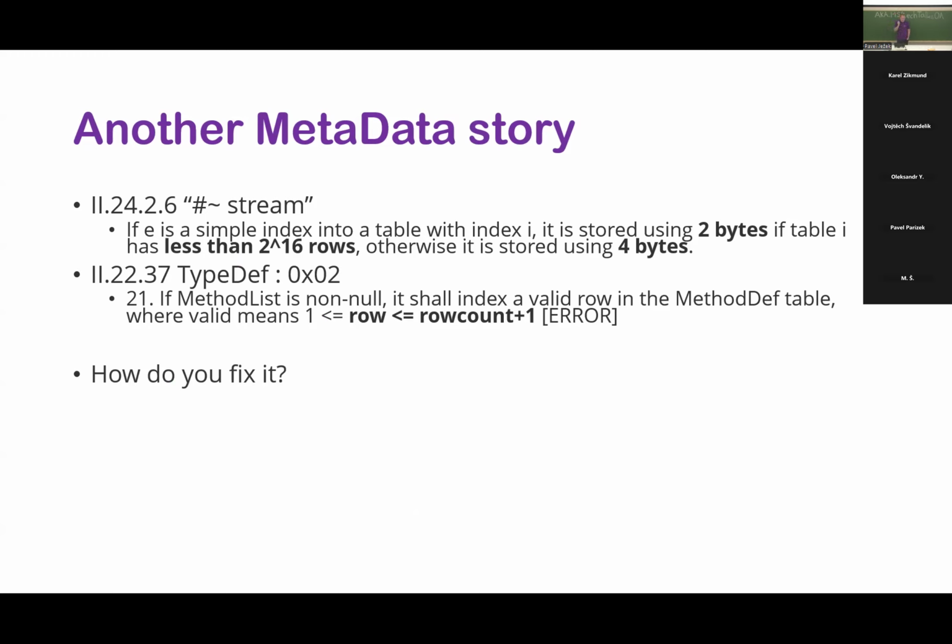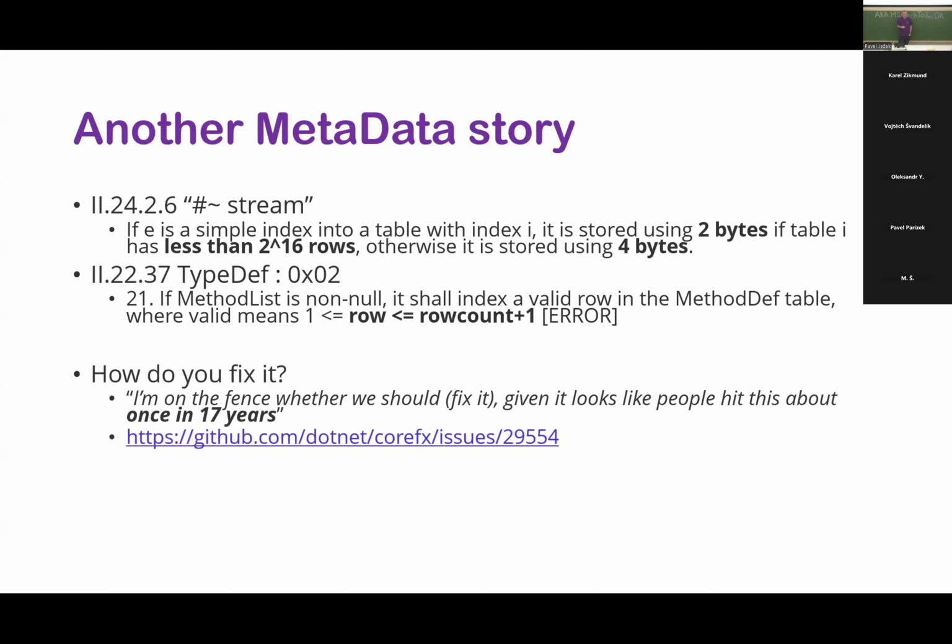And then you have another part of the spec that basically says, oh, you can reference up to row count plus 1. These 2 things don't go well if you're on the boundaries. And if you need to reference, in the extreme case that something doesn't have anything, the row count plus 1. So how do you fix something like that, right?